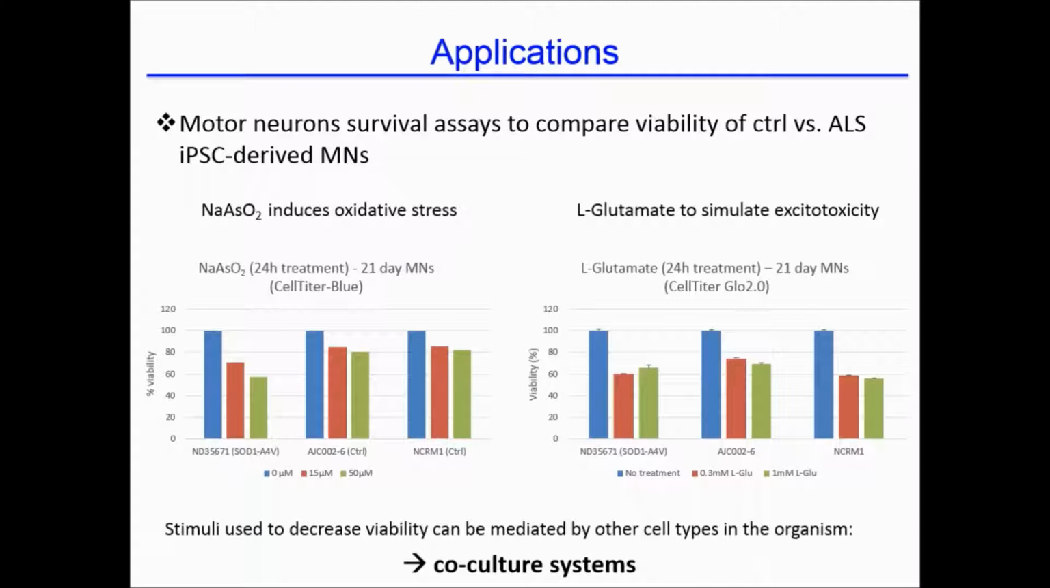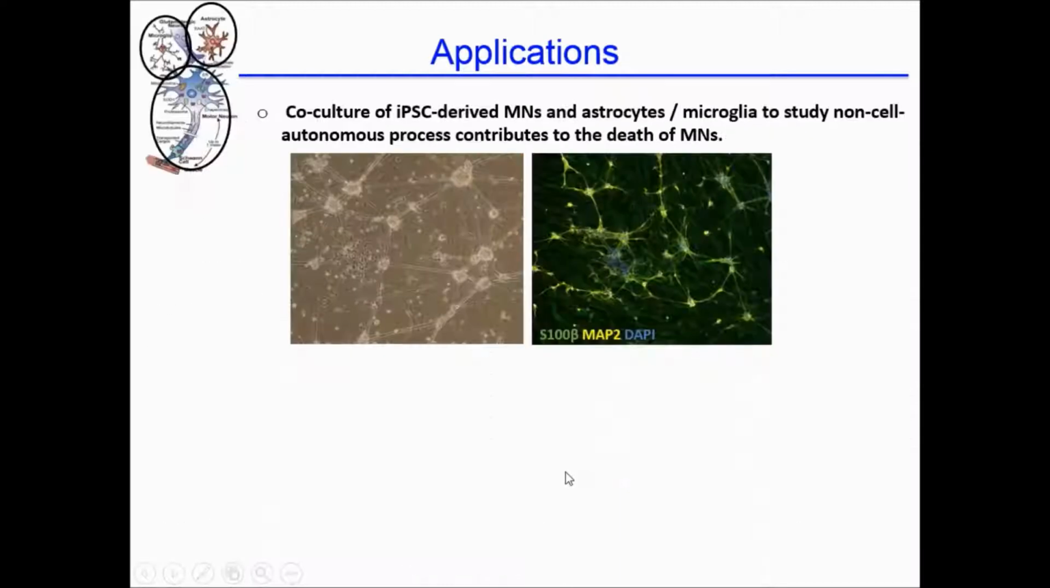But it has also been reported by other groups. So in order to decrease the viability of the cells, we need to induce oxidative stress with sodium arsenate or excitotoxicity with glutamate. And as you can see here, in control cells or in the SOD1 line, we decrease the viability of those cells using those stimuli. Interestingly, the stimuli used to decrease viability can be mediated by other cell types in the organism, like the astrocytes. So we decided to go a little bit further and develop co-culture systems to be closer to what happens physiologically.